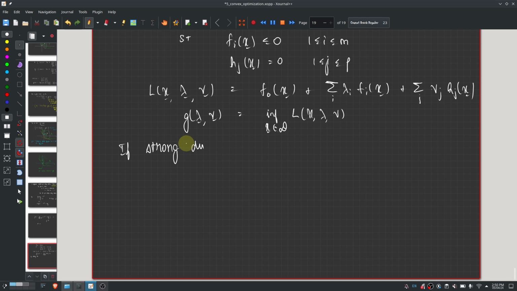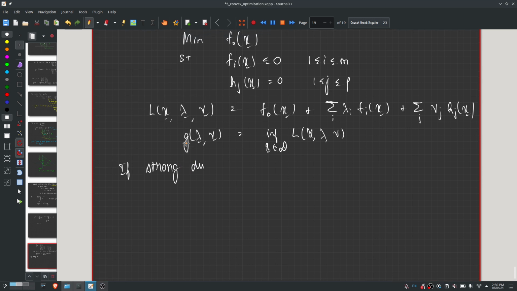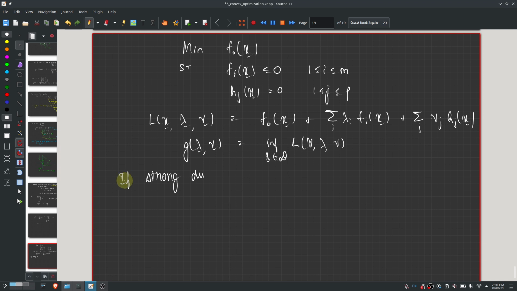Okay. So now coming back to what I wanted to show. Suppose that I have a constrained minimization problem, and suppose that it satisfies strong duality. So if strong duality holds, then basically f star should be equal to g star. Right? So f star, and I'm assuming that this f star is achieved by some point.